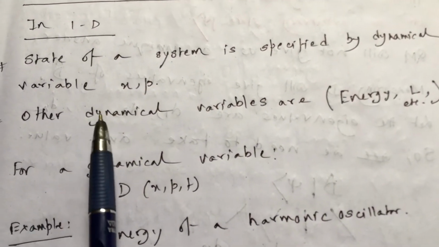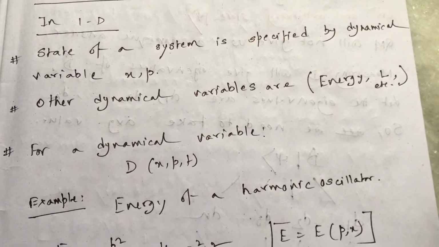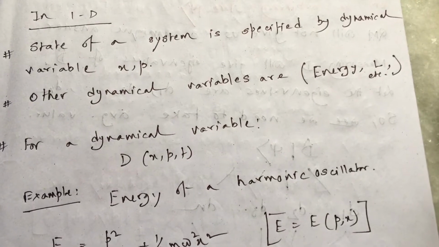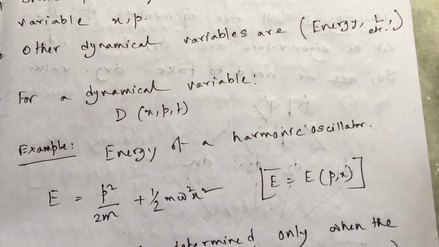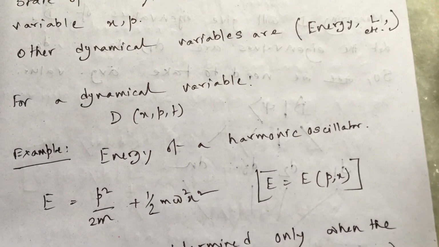So in 1D, the state of any system, that is the state of this horse, is specified by the dynamical variables, position and momentum. Why are they variables? Because as I have just mentioned, their values are changing with respect to time. But some other dynamical variables are namely energy, angular momentum, etc.